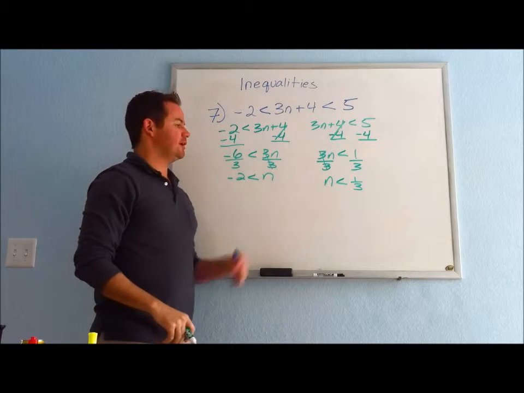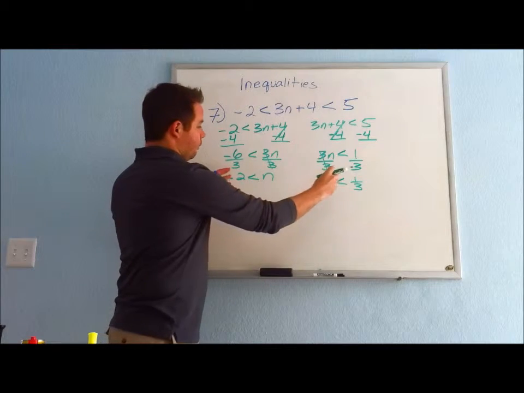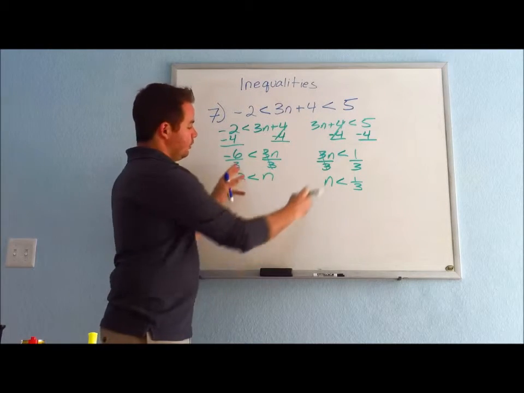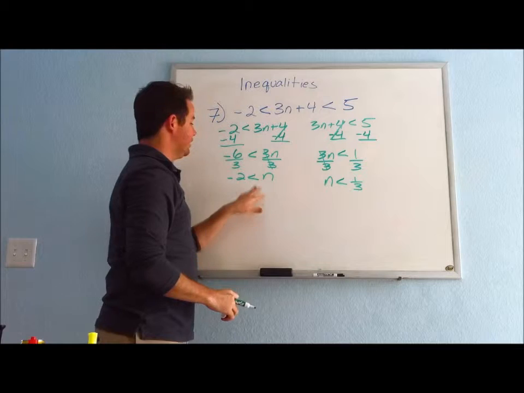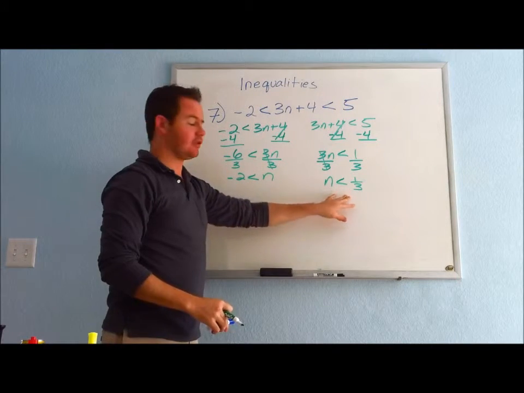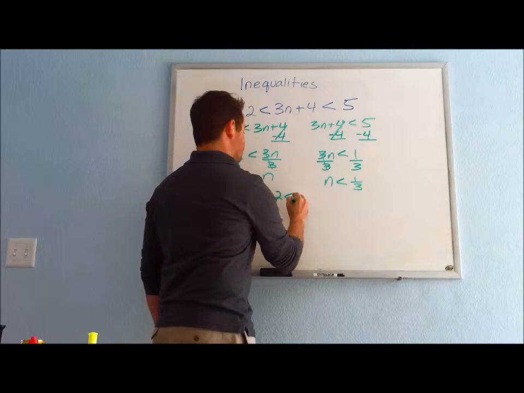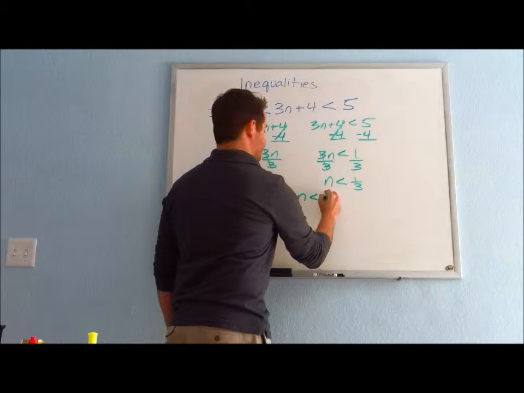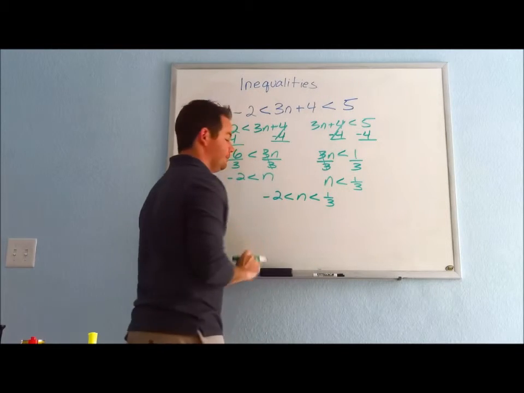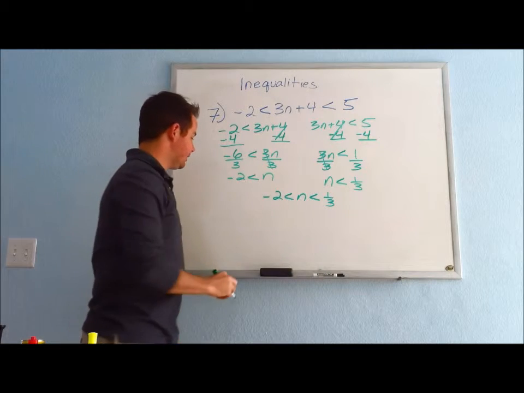Now that we've solved for n in both cases, if we want to make it look like one equation the way we started out, we can put these terms back together. N is greater than negative 2, and n is less than 1/3, we can write as one compound inequality. Negative 2 is less than n, which is less than 1/3. And this is what we want to graph on our number line.